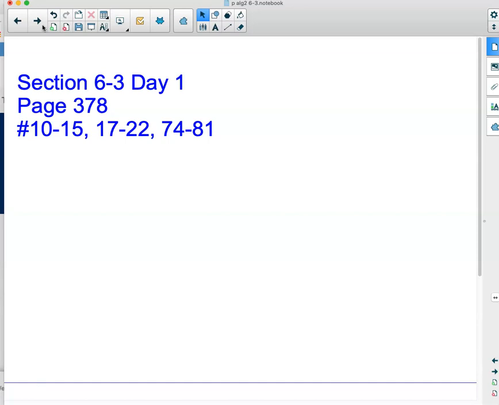So 6-3 day 1, page 378, 10 to 15, 17 to 22, 74 to 81. And then, like I said, for those of you in the classroom, I'm going to go ahead and get you a book, and anything else that you may need, although that packet full of stuff is pretty much everything.